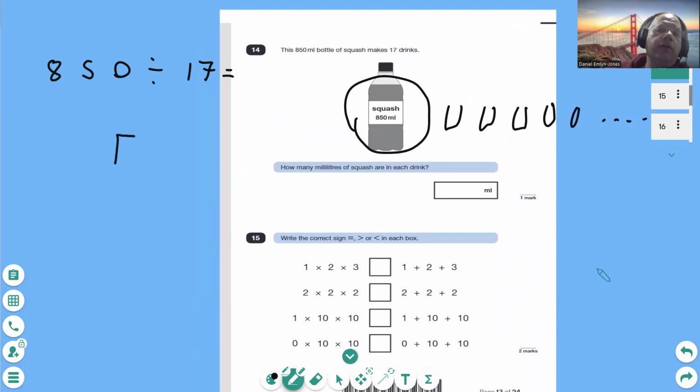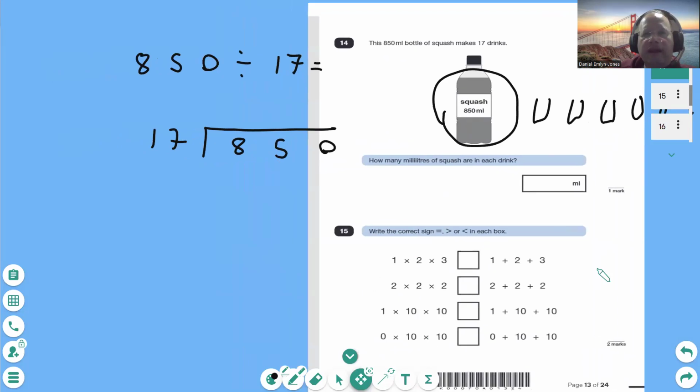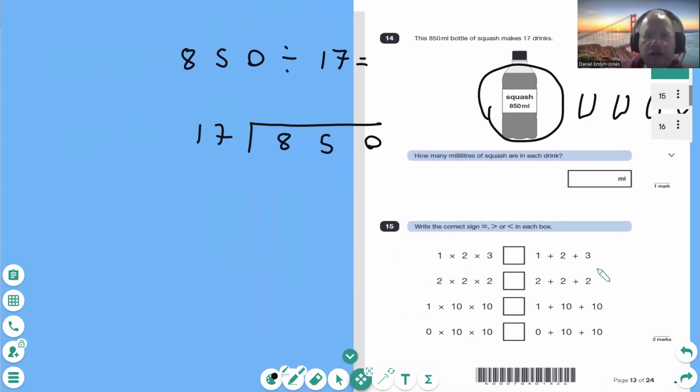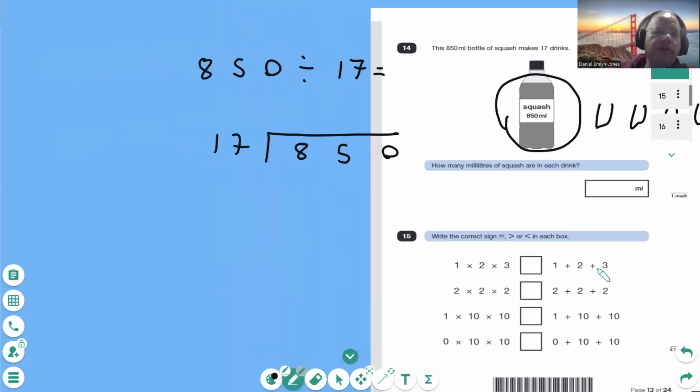So I would do a division like this. 850 divided by 17. Here, I think we might have to have a bit of a 17 times table going, because it's two numbers, isn't it? Unless you happen to know your 17 times table in your head. I don't, I'm afraid. And I do it like this.